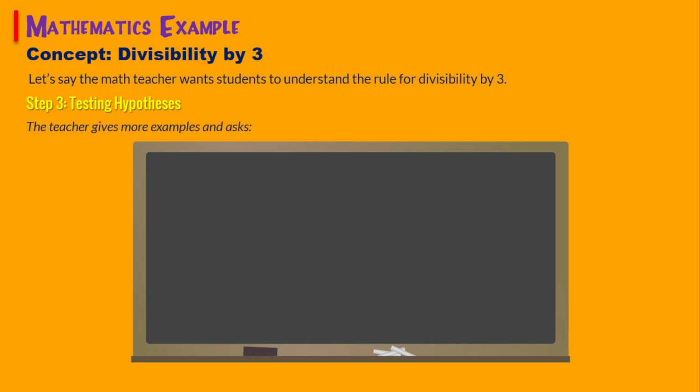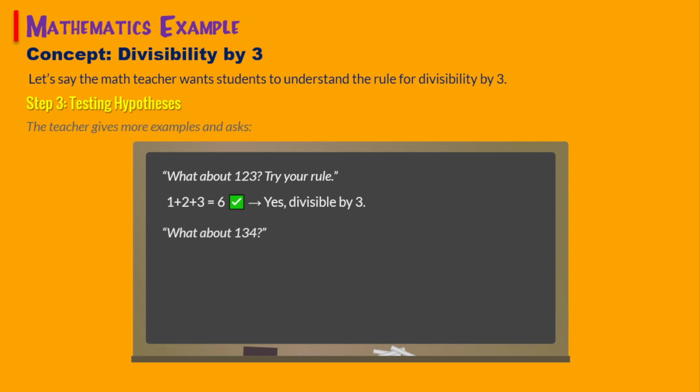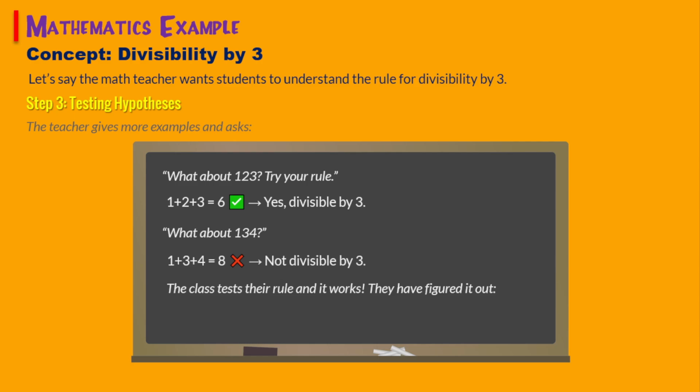The teacher gives more examples and asks, what about 123? Try your rule. 1 plus 2 plus 3 equals 6. Yes, that is divisible by 3. What about 134? 1 plus 3 plus 4 equals 8. This is not divisible by 3. The class tests their rule and it works. They have figured it out. A number is divisible by 3 if the sum of its digits is divisible by 3.